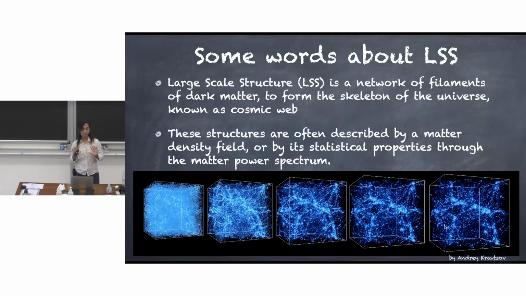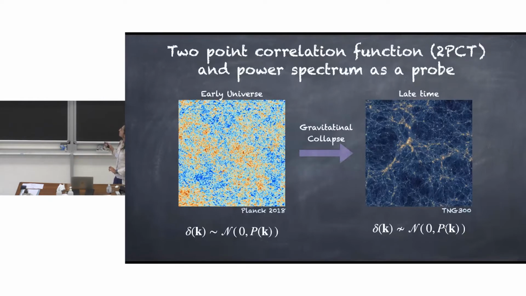So we can compute the statistical properties of this matter field, and usually we are fine with using the matter power spectrum. For example, in the early universe, with the CMB, you can define the information you are interested in in the form of a power spectrum, and since density contrasts are Gaussian, we are fine with just using the power spectrum, as all the information is included. As time passes, gravitational collapse leads to this very nice simulation from TNG 300, which is an N-body simulation plus baryonic simulation, so a hydrodynamical simulation.